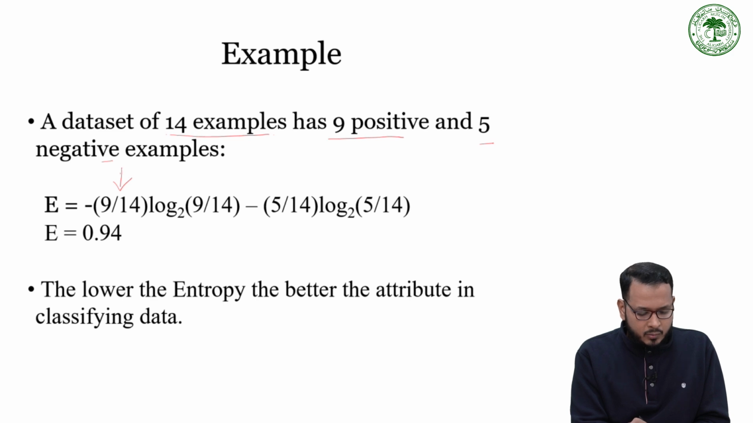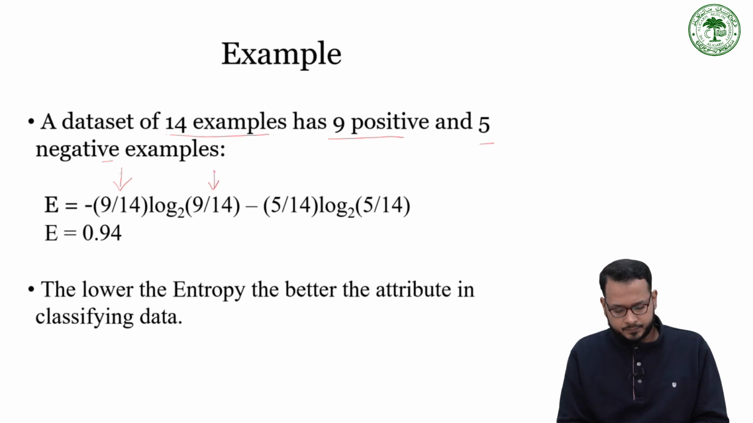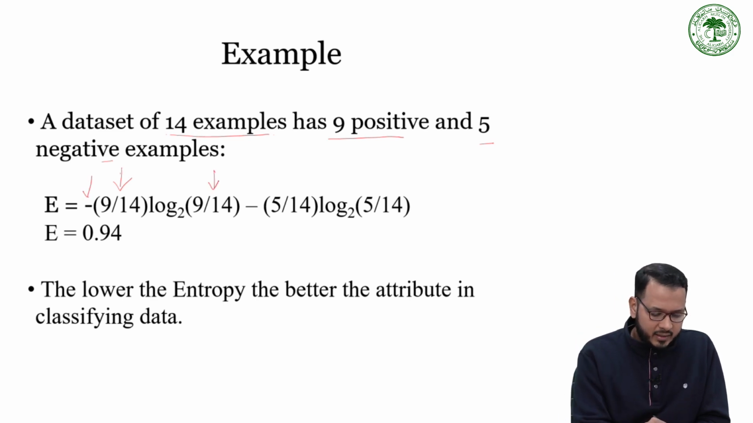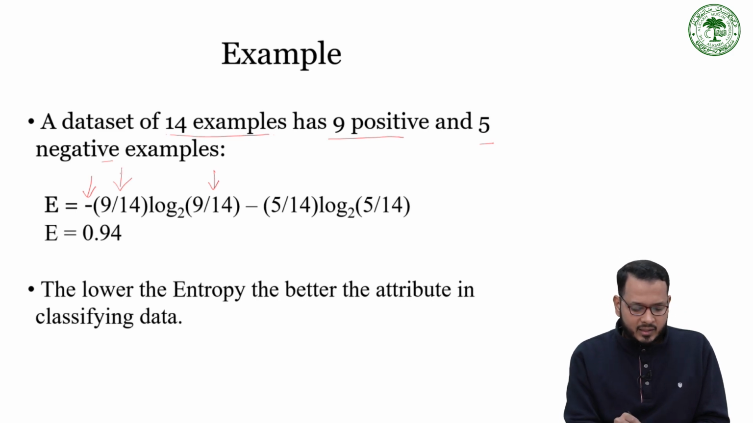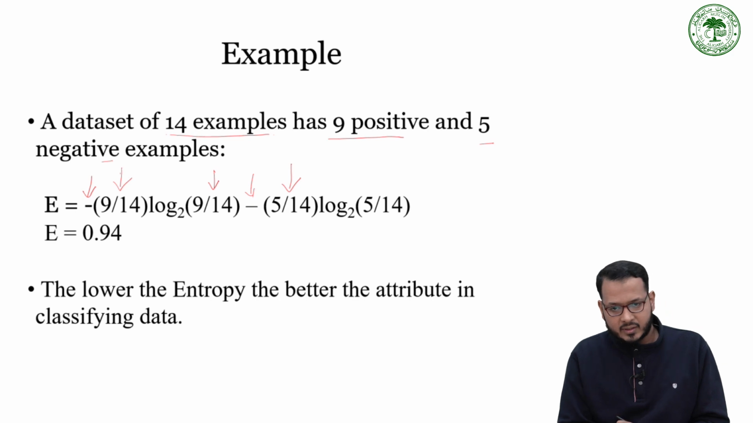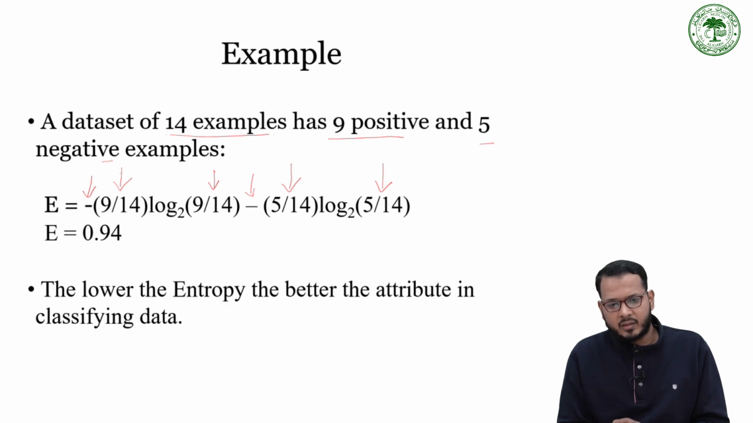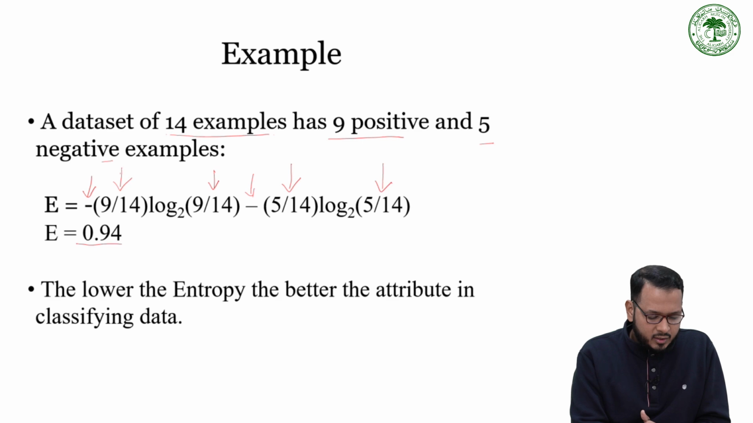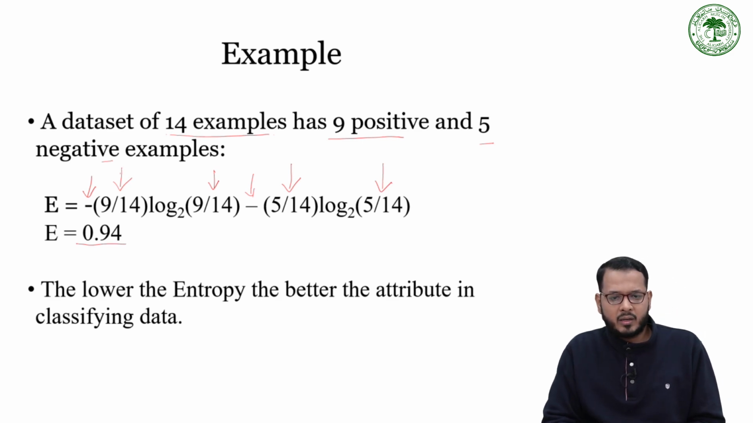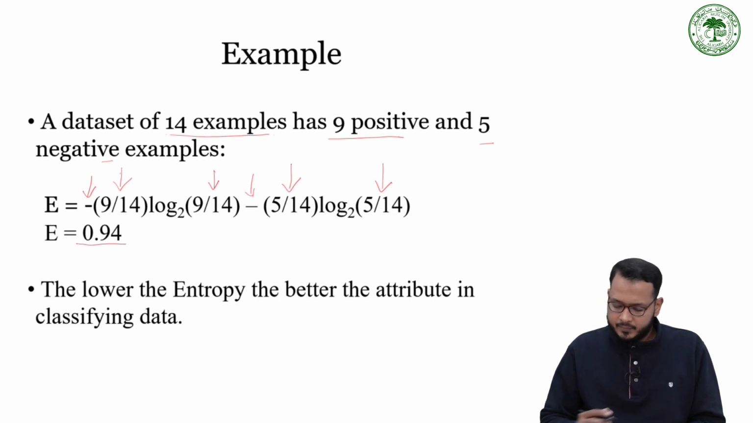multiplied with log 2 of the same portion with a minus sign here. Once again, with a minus sign, the probability of negative examples multiplied with log 2 of the negative examples' probability. When we calculate that, we will see that the corresponding entropy is 0.94. Remember, the lower the entropy, the better the attribute is in classifying the data.